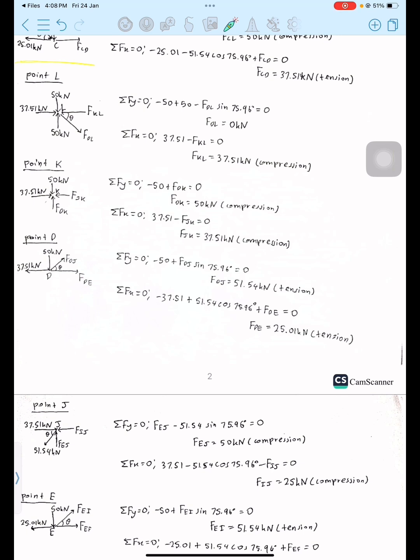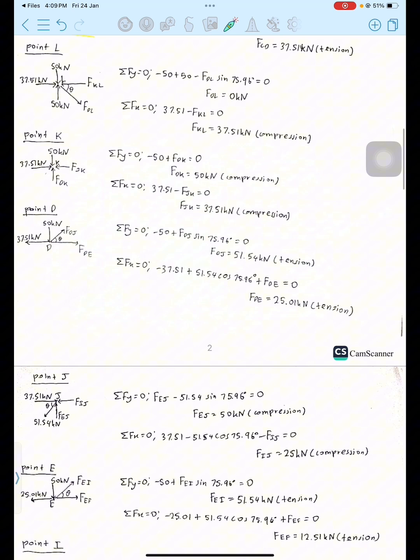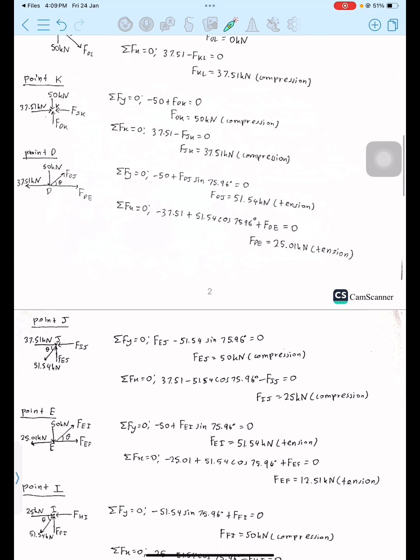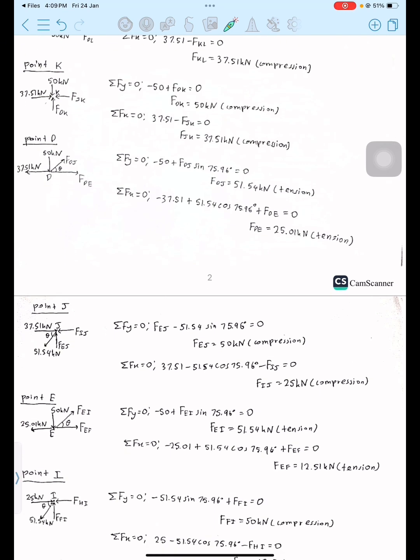For Fs, you have summation of Fs equals 0, and 37.51 minus FJK equals 0. So the answer for FJK is 37.51 kilonewton, and it is also compression because both of these are pointing towards the K point. Then at point D, draw the free body diagram.